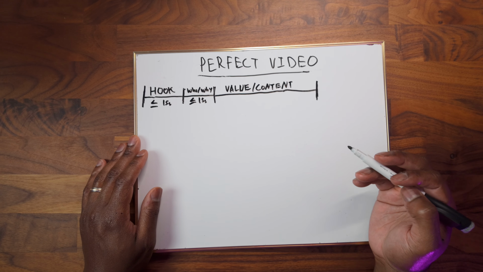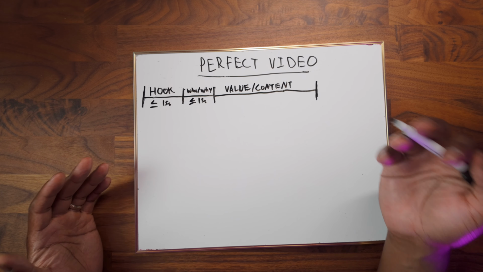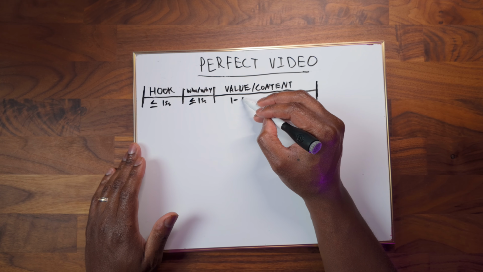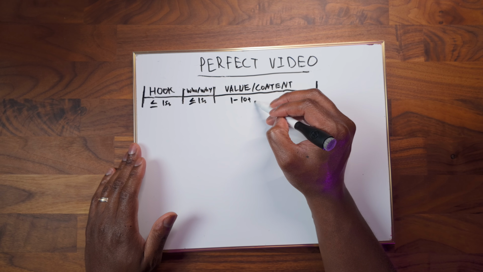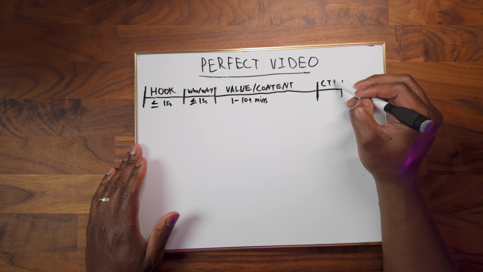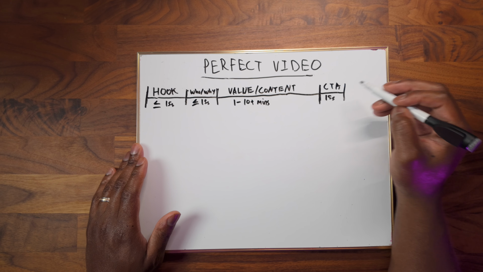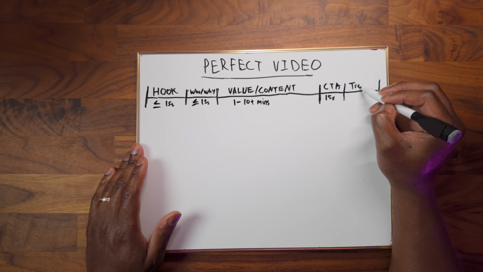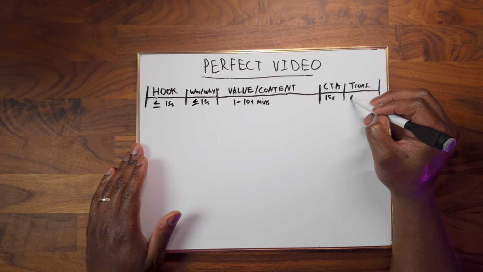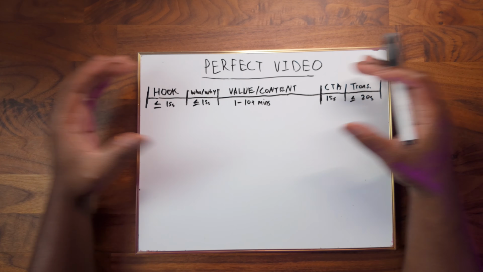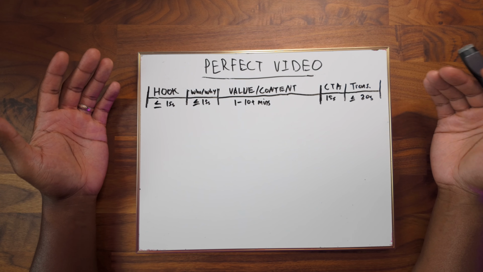Then you have the value or the actual content of your video. This could be anywhere from 1 minute to 10 plus minutes. Then there's the CTA. This will be about 15 seconds. And then last you have the transition, which is less than or equal to 20 seconds. Now, this is the entire timeline of your video.